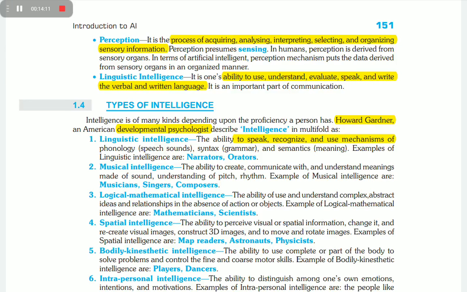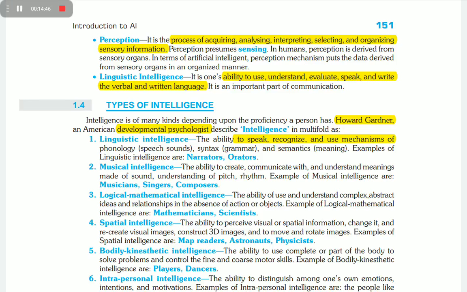In terms of artificial intelligence, perception mechanism, sensing mechanism puts the data, like you can say that perception is another word for sensing. Sensing mechanism puts the data derived from sensory organs in an organized manner. So you will feel that artificial intelligence doesn't have any sensory organs, so how can they put it in an organized manner? But I think you are forgetting something, like our phone.